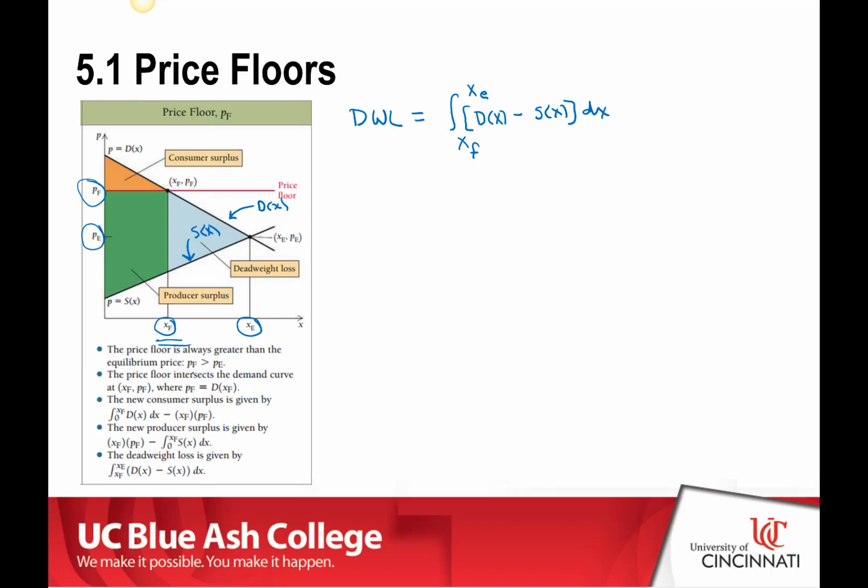Okay, so there are three things you need to be able to compute, whether it be a price ceiling or a price floor. You need to be able to compute the consumer surplus, the producer surplus, and the dead weight loss. Each of these is done after you first compute the new quantity and the new price. Typically the price will be given to you.